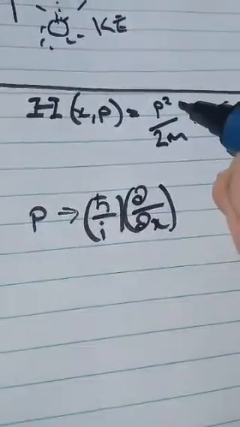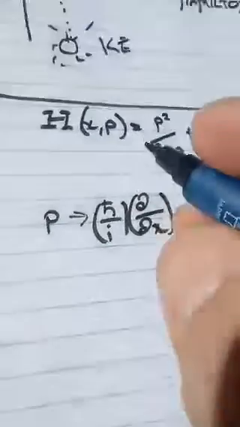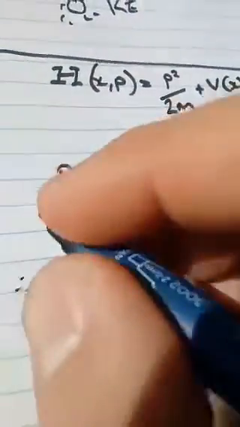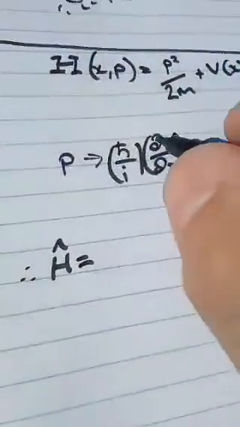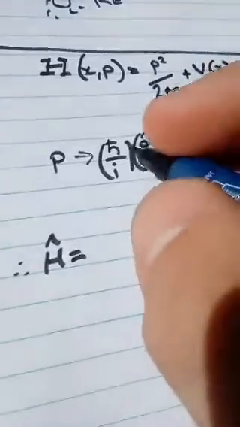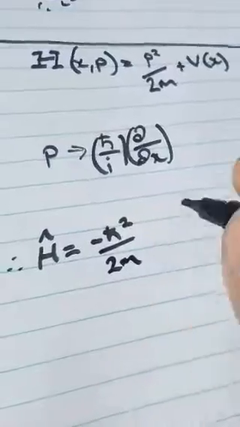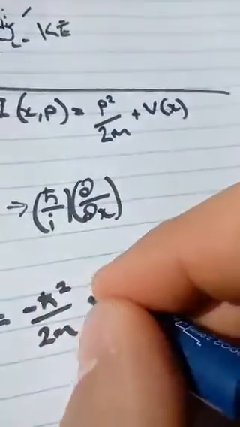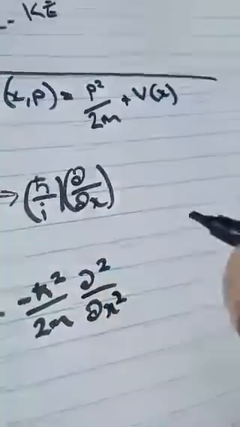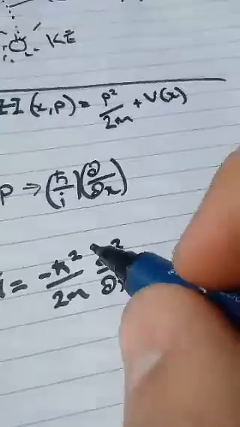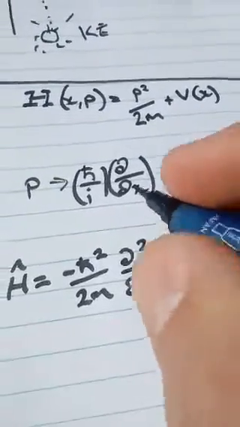So all we have to do is put that in here. And by doing that, what are we going to get? Therefore, H bar, and we're going to call it H bar for quantum mechanics. It's going to be H bar because it's multidimensional. H bar equals this thing squared over 2m, which is minus H bar squared over 2m, d2 over dx squared, which is the second derivative, plus V of x.